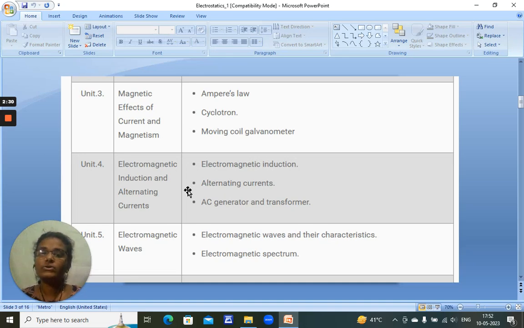After that, unit 4 covers electromagnetic induction and AC, that is alternating current, in which we will understand how the AC generator works, what are transformers, and all that. Next is unit 5th, that is electromagnetic waves, in which I am going to teach you how the waves behave, what are their characteristics, their principles again, and what is the electromagnetic spectrum, how does it look like, and all of these things related to the waves.